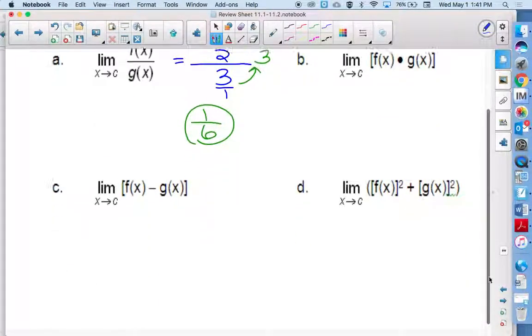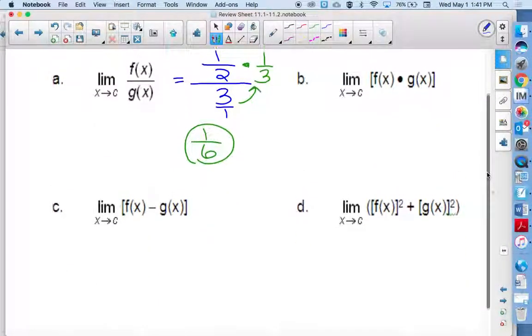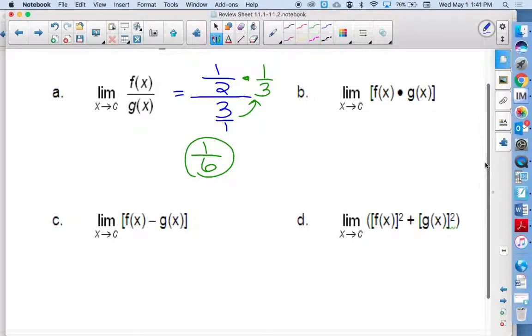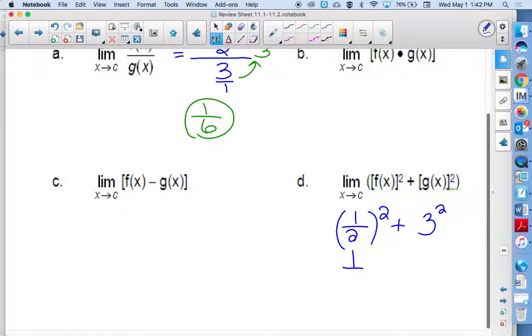If you just look diagonal, look at letter D. It says you have the limit as x approaches c of f of x squared plus g of x squared. So Brandon, what would you do there? You would be taking 1/2 squared, which is 1/4, plus 3 squared, which is 9. That's supposed to be a plus sign. 9 is 36 fourths. He put it into common denominator form.